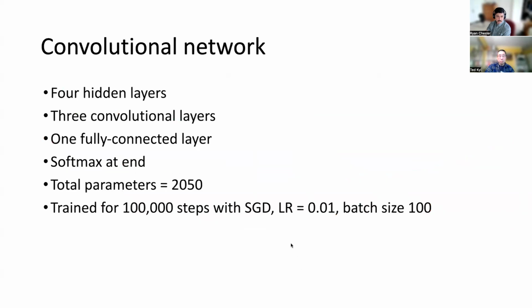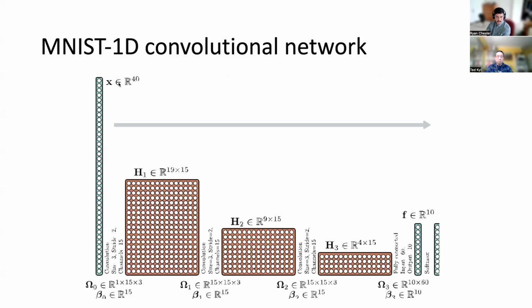So we can contrast this to a convolutional network. It'll be 4 hidden layers, three of them convolutional, one of them fully connected, and then a softmax at the end. The kind of crazy thing about this is it's only 2050 parameters, whereas the fully connected one was much, much larger. So we'll train it for a long time, and we can look at what the various transformations do to it as we go through. We start with a sequence of 40, and then we do kernel size 3, stride of 2.